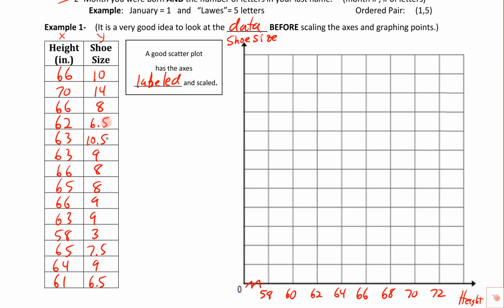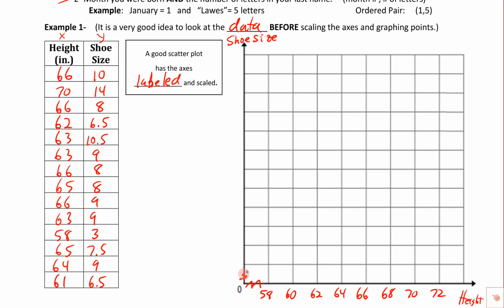Okay, let's take a look here. The biggest number is 14. Wow, somebody's got a huge foot there. And then the smallest is 3. Now, I think if we counted by ones, let's see, this would be 2, 4, 6, 8, 10, 12. We wouldn't be able to fit the 14 on there. So we're going to do this.